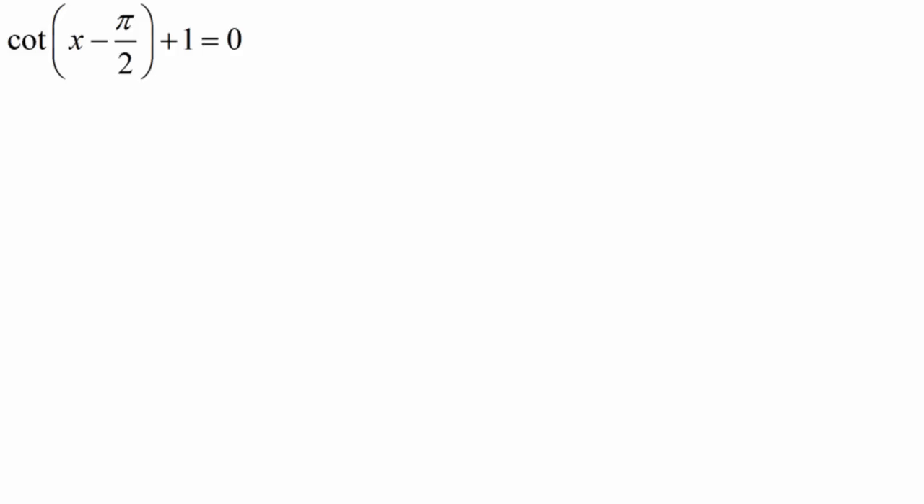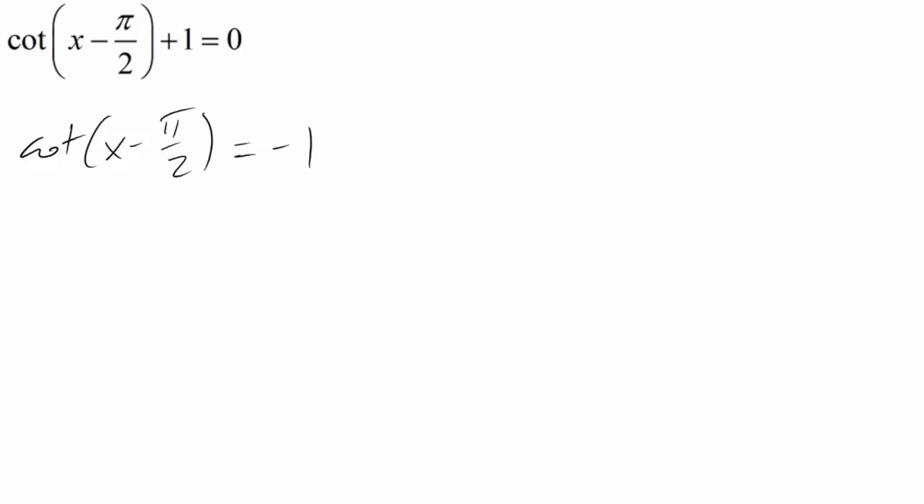Okay, we've been asked to solve the equation cotangent of x minus pi over 2 plus 1 equals 0. First step in any of these types of equations with trigonometric functions, if possible, get that trig function by itself. So we're going to go ahead and subtract that one off to the other side to give us cotangent of x minus pi over 2 is equal to a negative 1.